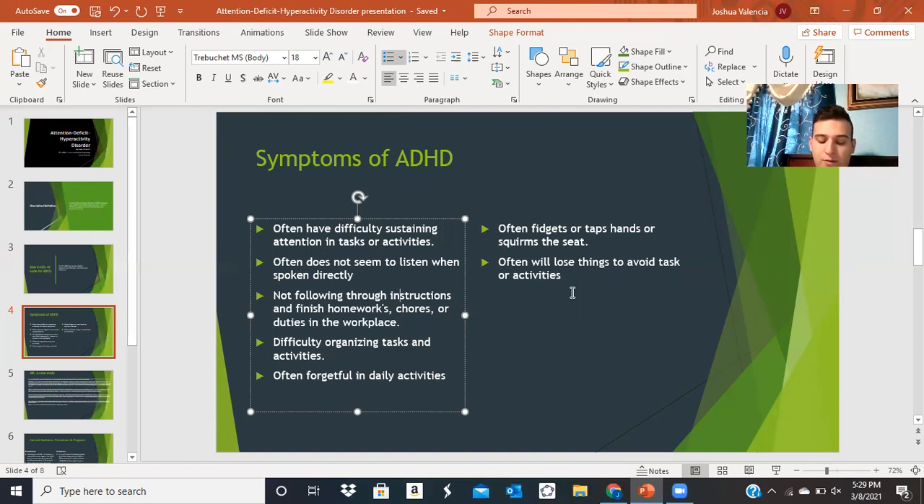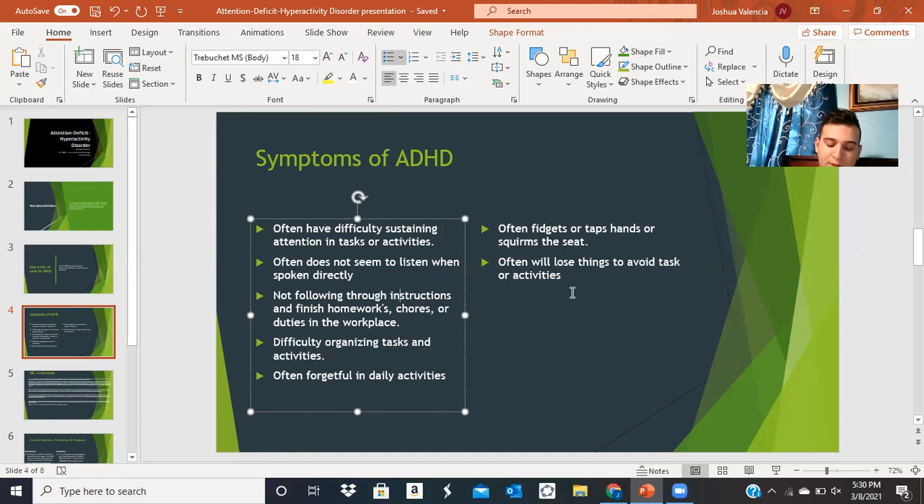Starts tasks but quickly loses focus and is easily sidetracked. In other words, difficulty organizing tasks and activities. This can include managing sequential tasks, difficulty keeping materials and belongings in order, messy, disorganized work, poor time management, or failing to meet deadlines. Often forgetful in daily activities.